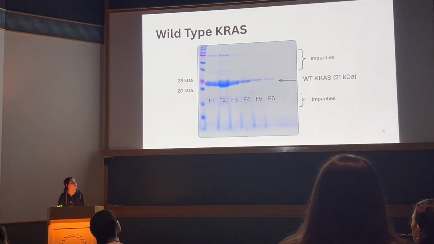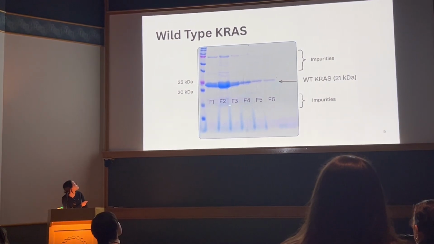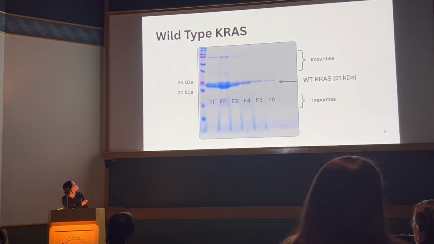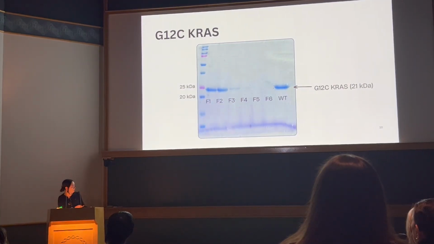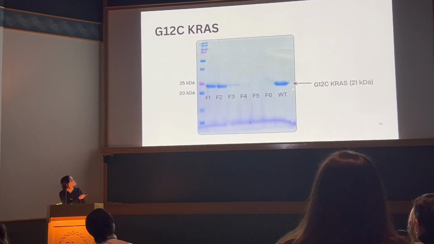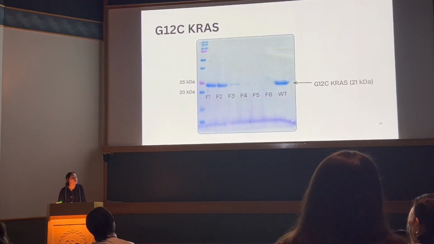And then after that, we ran the gel after elution, and this is our result. The ROS has a size of around 21 kDa, so we see it over here, and at the end, we have some impurities. And we did the same for the G12C KRAS. And in the end, the last lane is the wild type ROS, and why we have it over there is we ran the gel again after dialysis to see if it was still there.